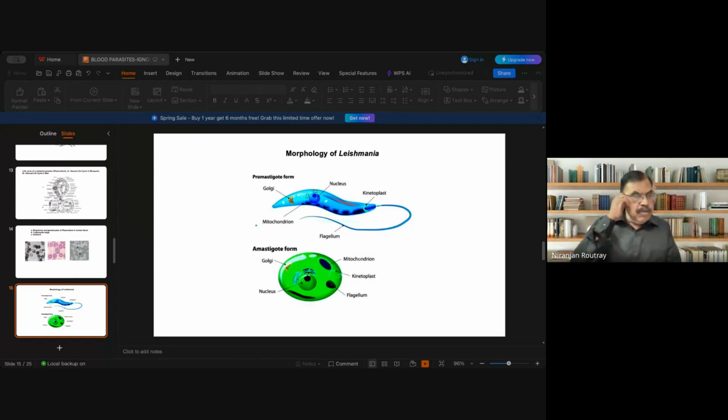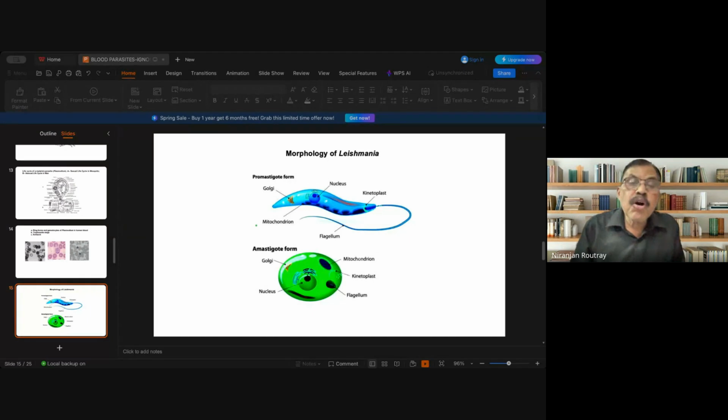Always a primary host is a vertebrate host, and the secondary host is the sandfly, which is an insect, and the vector for this disease leishmaniasis. This occurs in two stages. One is called the amastigote and the promastigote form.